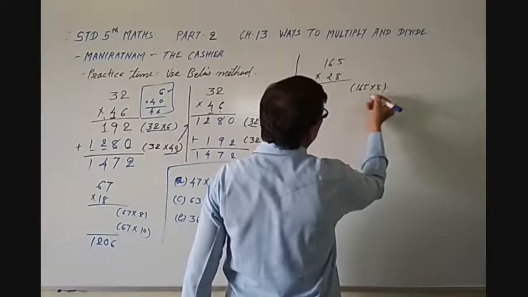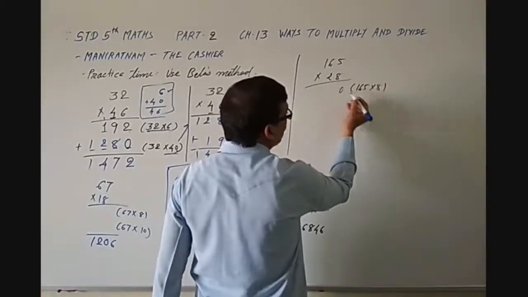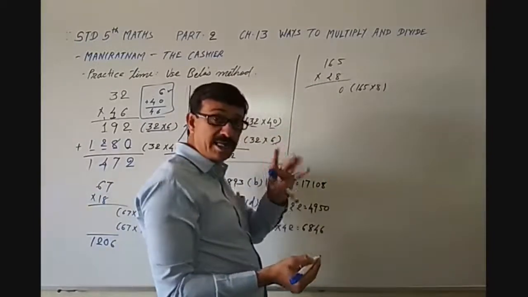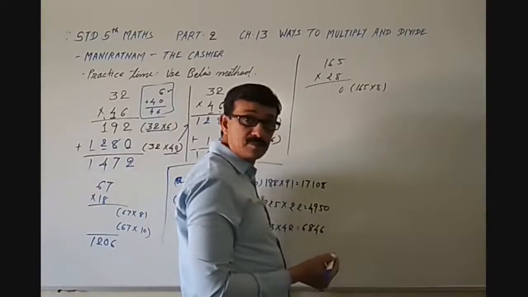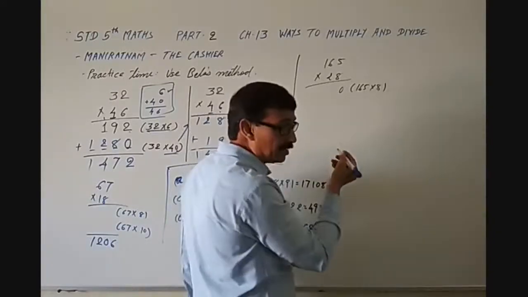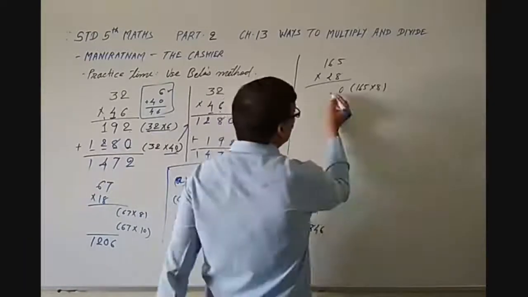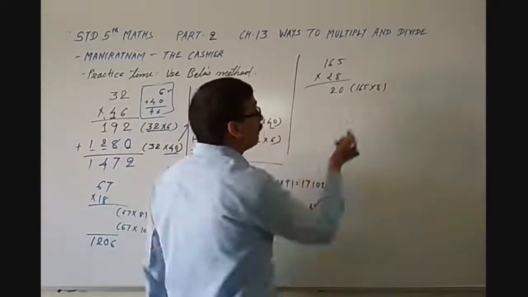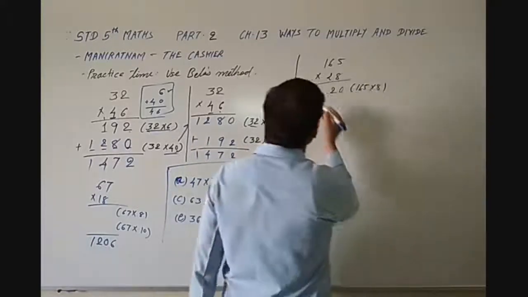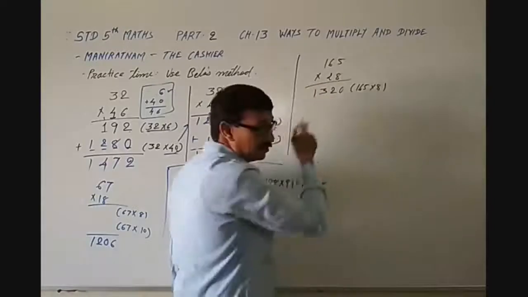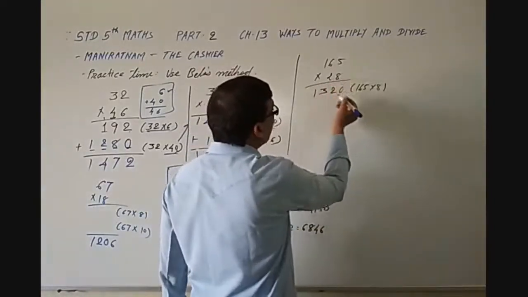165 by 8, this unit place. So, go directly: 8 fives are 40, 4 carry. Remember in your mind, 4 carry. 8 sixes are 48. 48 plus 4, that is 52. So, 2, 5 carry. 8 ones are 8. 8 plus 5 is 13, isn't it? So 1320. Okay. Then, once again, we have to multiply.